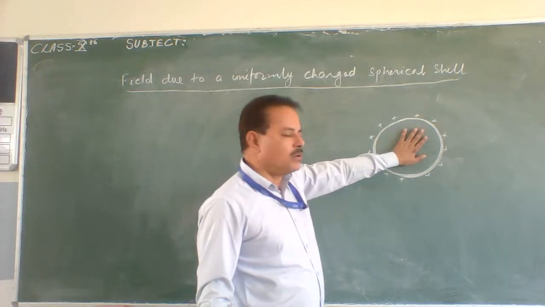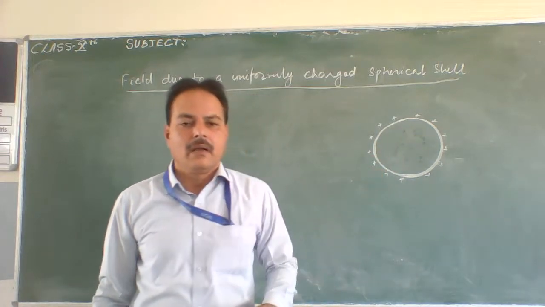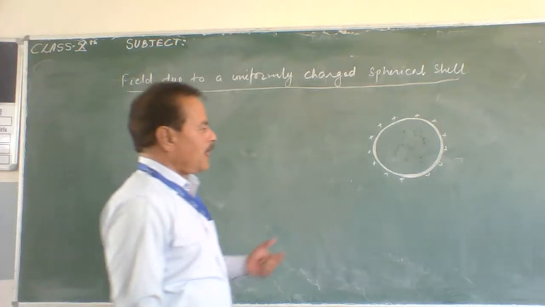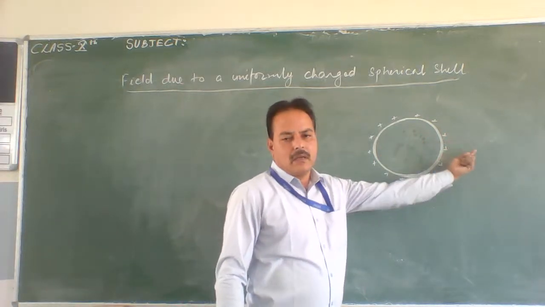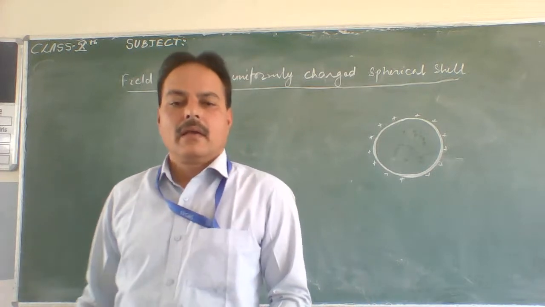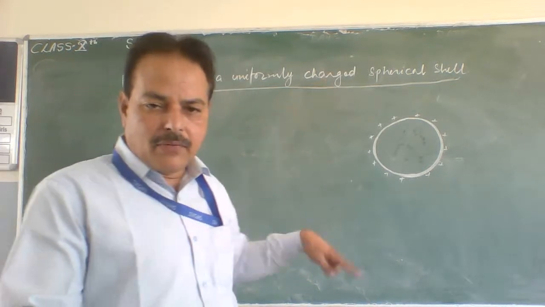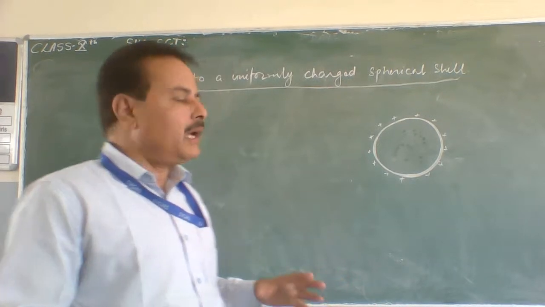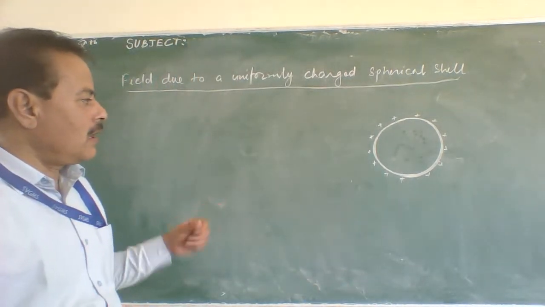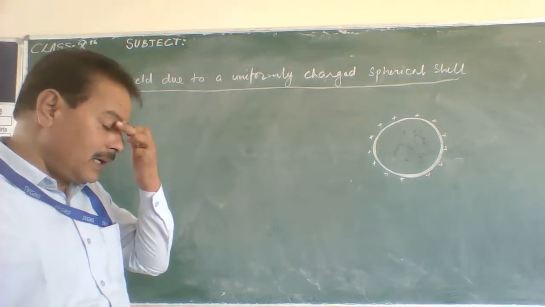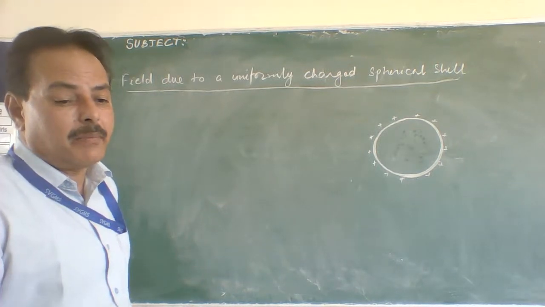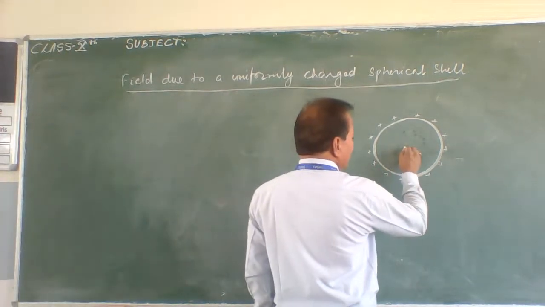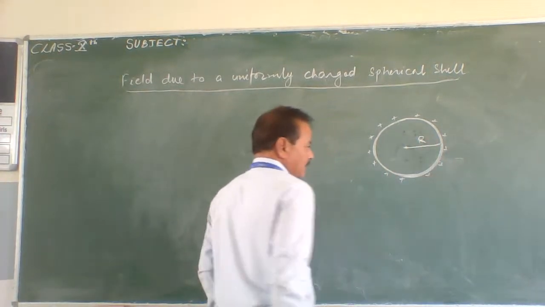And it is hollow, there is no material within this one, and the outer part of the spherical shell is also free from the material of the spherical shell. Now we are discussing the electric field due to the spherical shell. For that purpose, we have to suppose a spherical shell of radius capital R.